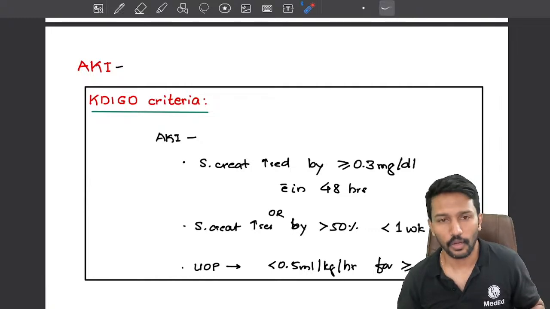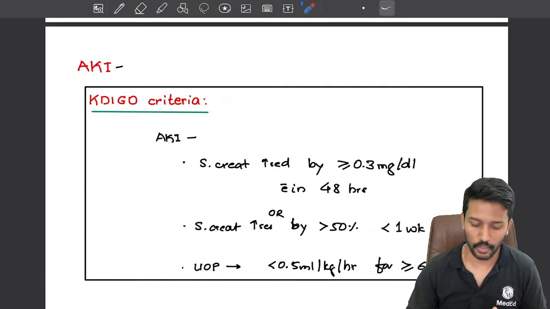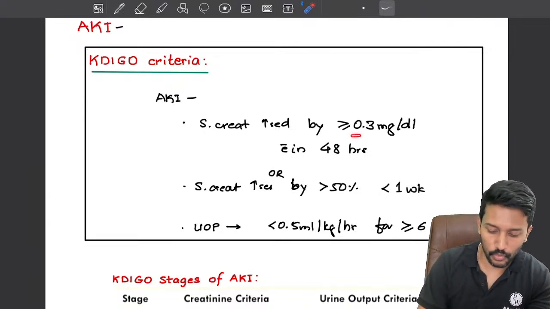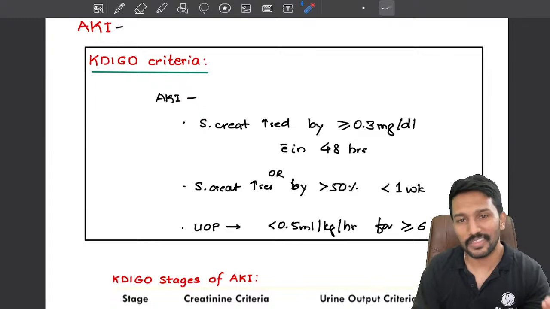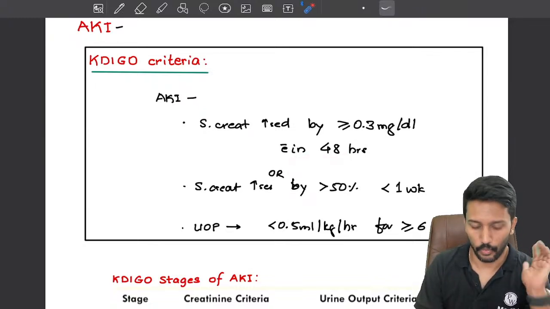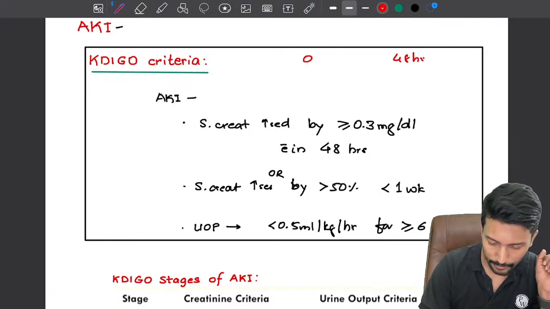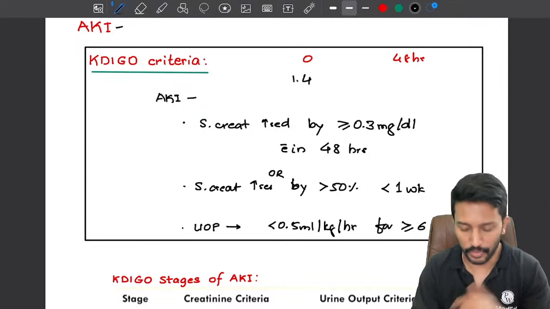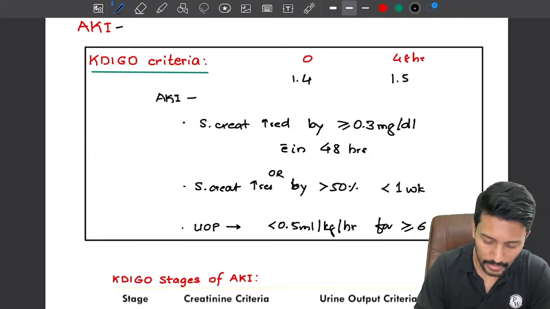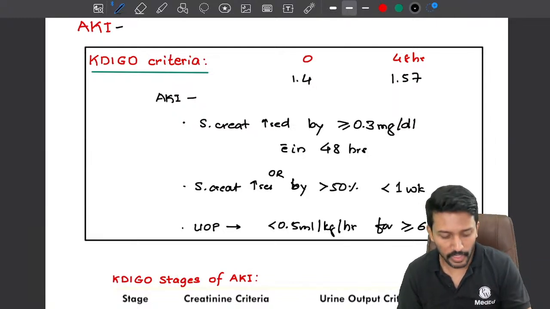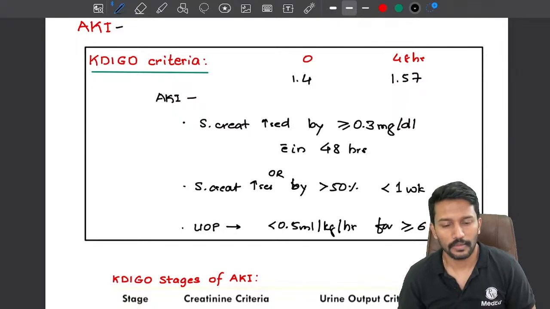According to the KDIGO criteria, a patient is said to have acute kidney injury when his serum creatinine level increases by more than or equal to 0.3 milligrams per deciliter within 48 hours. Okay, so I will give you a scenario. Here I have a patient at day 0 and after 48 hours, I am mentioning his creatinine levels. At day 0 it was 1.4 and after 48 hours it has become 1.57. Now can I say that he has got acute kidney injury here based on the first criteria? The answer is no.